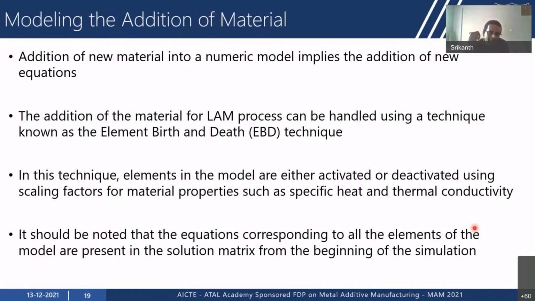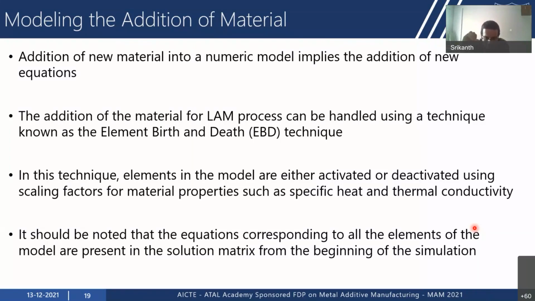Now, what happens here is that in the element birth and death technique, we start with a complete model of the geometry to be simulated. Okay, so the complete model is present at the start of the simulation. Now, we then use something called element deathing, or killing the elements, to remove the elements that are not yet deposited. Okay. So I'll just show an illustration to better explain that.